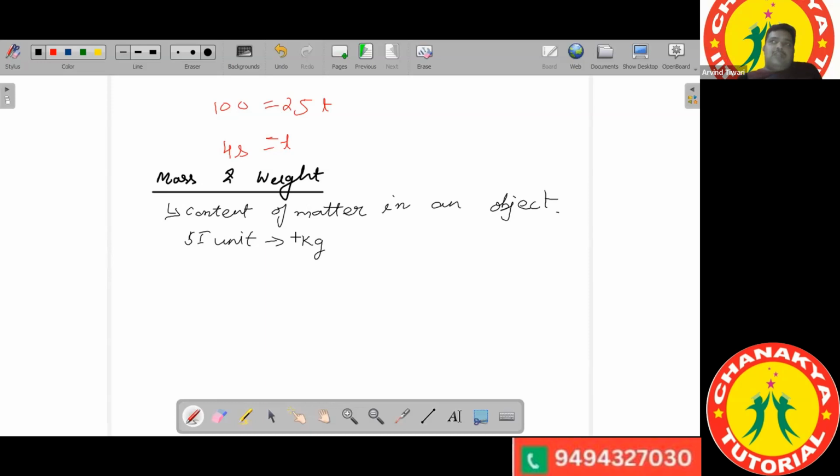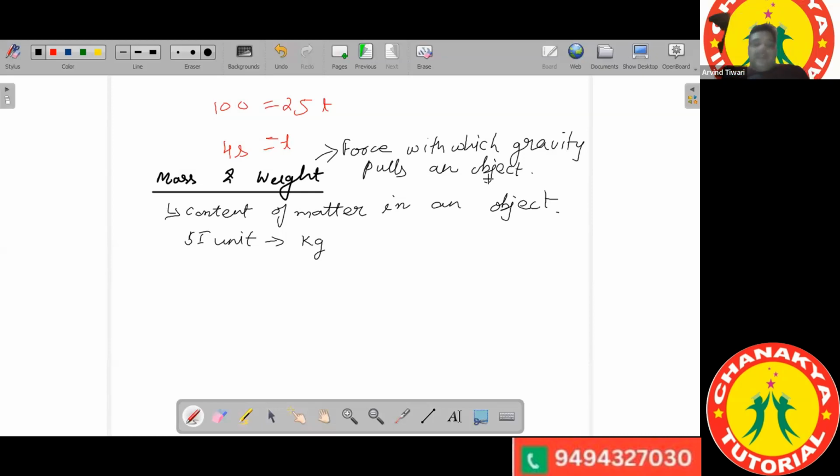So whenever we say mass, mass means what is actually contained in that object. How much is the mass or matter contained in that object? That is measured in kilogram. But when we say the weight of an object, we mean weight is a type of force. So by the weight, we mean the force with which gravity pulls an object. The force with which gravity pulls an object is called weight.